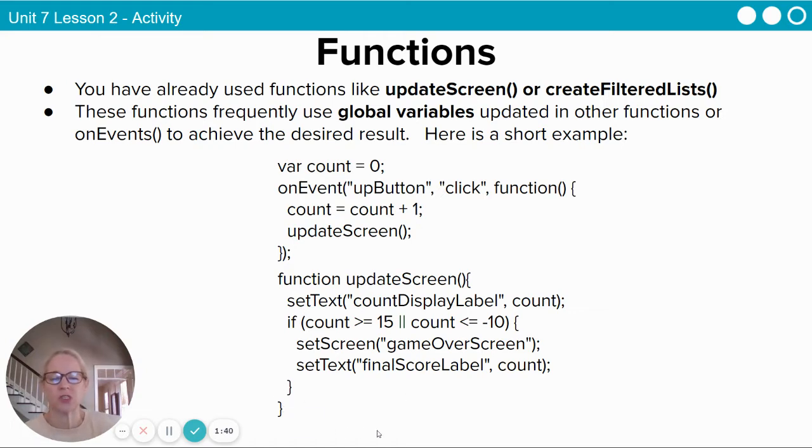So it calls that function, and inside, it's going to display the value of count. It's going to access the global variable count within this function, and it's going to give you the desired result. When the count is less than -10 or greater than 15, it tells you the game is over. That's just a very short example, but that is how we have used functions so far.